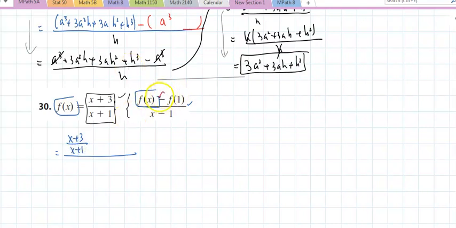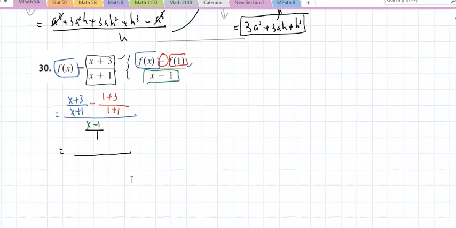minus f of 1. Wherever I see an x, I replace that by a 1, over x minus 1. This would be a complex fraction. The LCD for the top and the bottom combined would be 2 times x plus 1. To simplify a complex fraction, you make sure all the denominators have it.